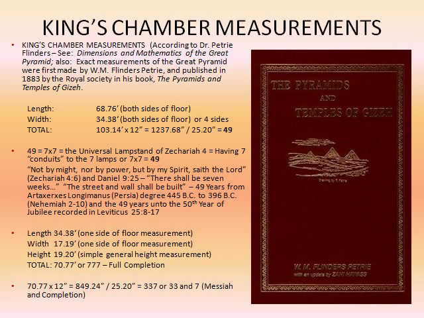70.77 times 12 inches is equal to 849.24 linear inches, divided by the sacred cubit measurement of 25.20 inches is equal to 337, or 33 and 7. 33 representing Messiah and 7 representing completion. This is the complete work of Messiah.